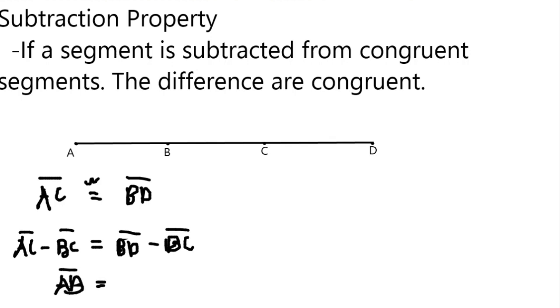So line segment AB is congruent to line segment DC. So that is it. Or line segment CD. Going to read it from left to right. So let's put some numbers here so we can illustrate it.